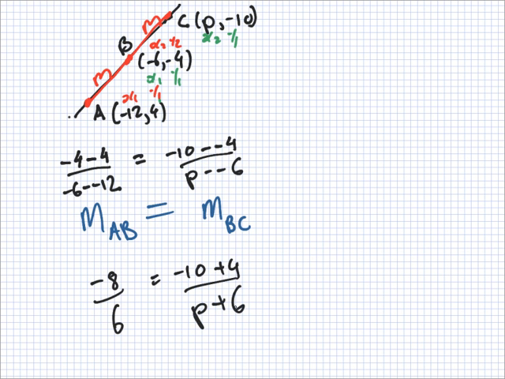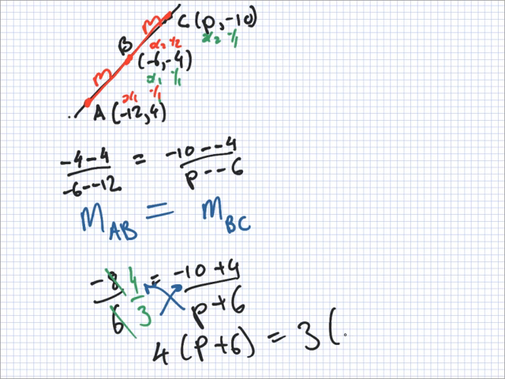I just simplify. In fact, I can simplify a bit more. What's 8 over 6? I can simplify that a bit. It's 4 over 3. Okay. Now, what do I do next? Yeah, cross multiply. So that goes up, that goes up. So now I get 4 times p plus 6 equals 3 times minus 10 plus 4.